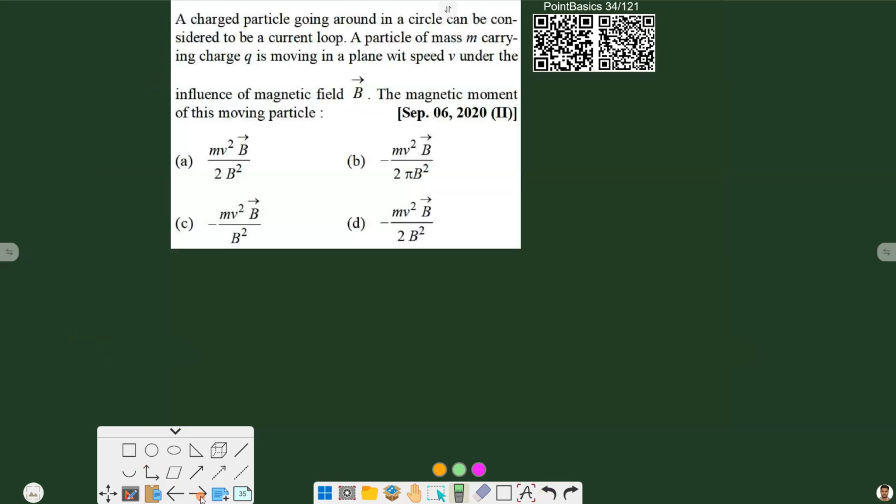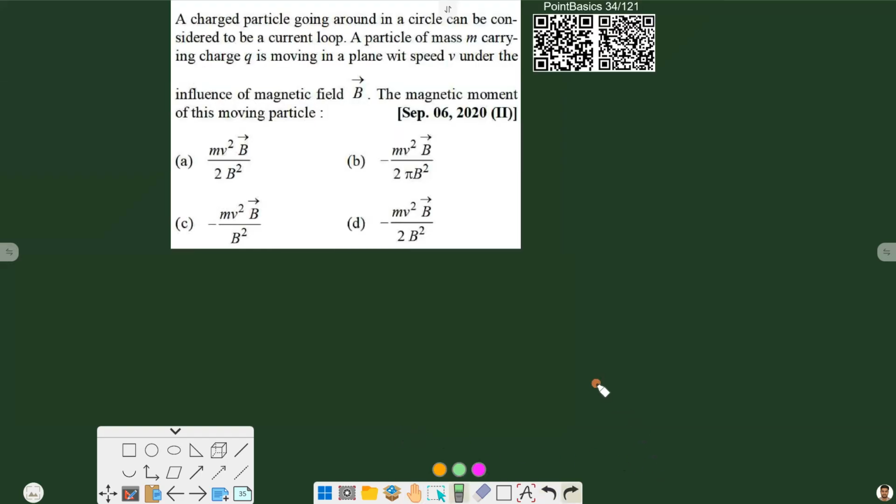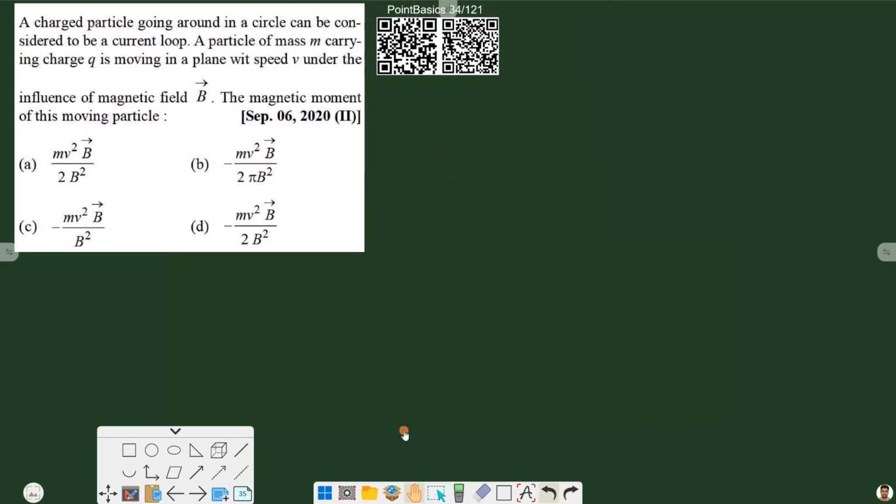Moving to the next one. A charged particle going around in a circle can be considered as a current loop. A particle of mass m carrying charge q moving in a plane with velocity v, under the influence of a magnetic field. The magnetic moment of the charged particle is? So we have to find out the magnetic moment, and here we can use the ratio, also known as the gyromagnetic ratio. Let me slide it first.